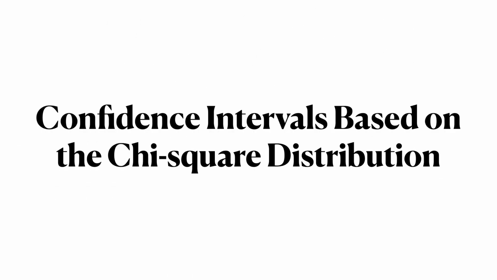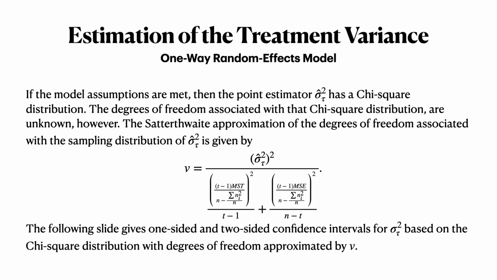Next, we're going to see how to construct confidence interval estimates of sigma squared sub tau, and we'll look at two different methods. The first method is going to be based on the chi-square distribution. If the model assumptions are met, then the point estimator of the treatment variance has a chi-square distribution. The problem is that the degrees of freedom associated with that chi-square distribution are unknown. They can be approximated, however, and one common way to approximate the degrees of freedom is using Satterthwaite's approximation.